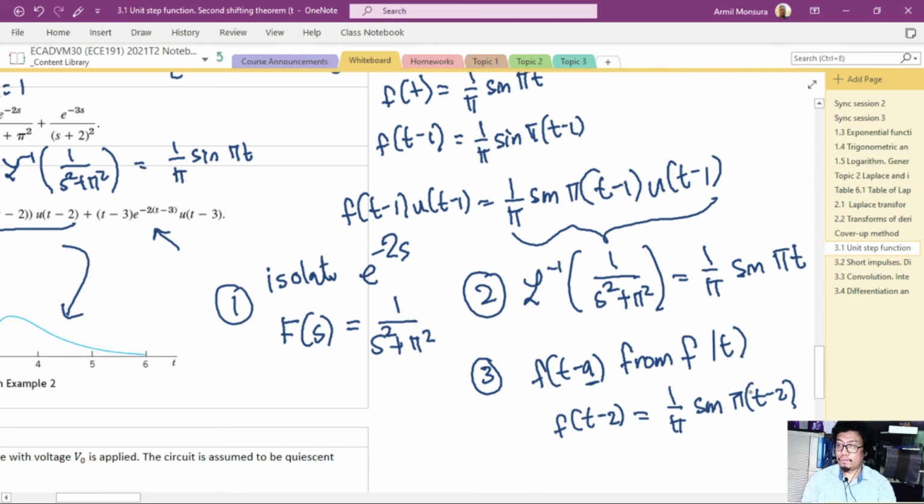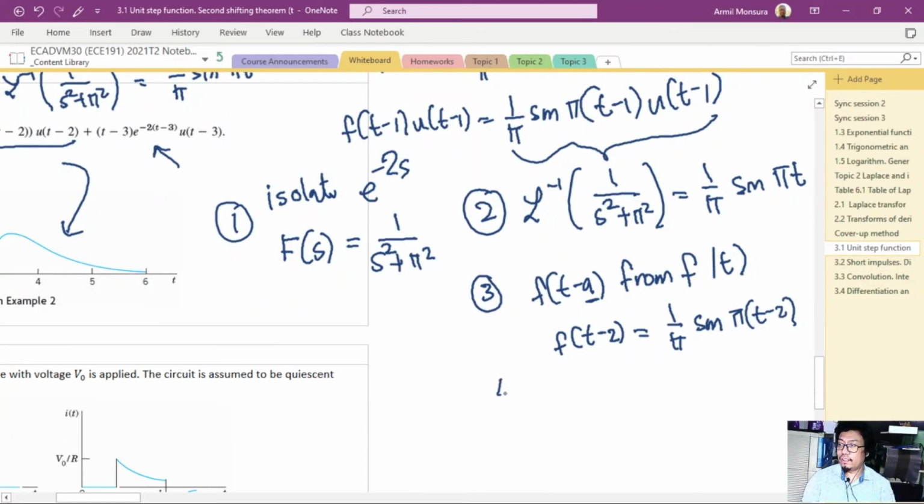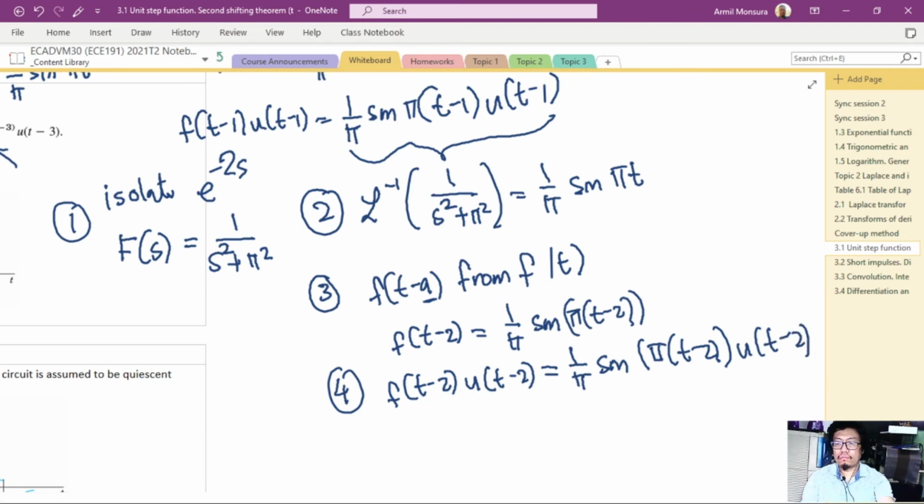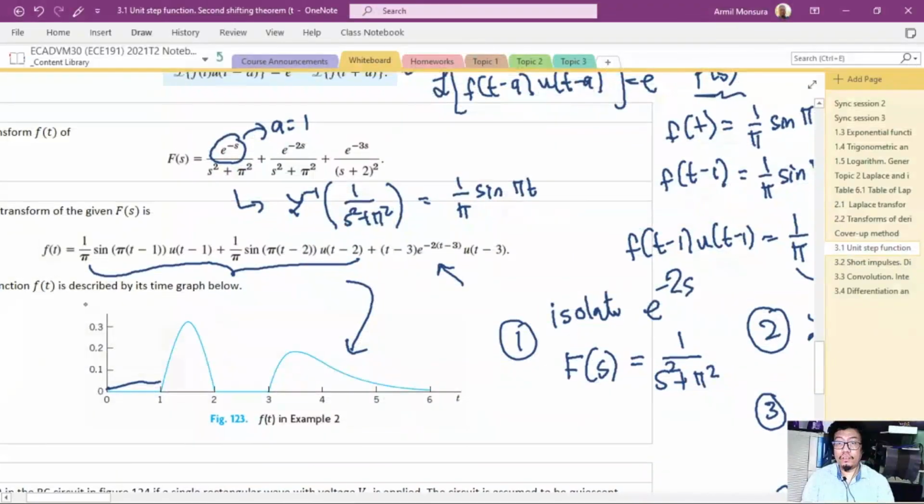And then finally, you multiply this with a unit step function having the same delay. So you have f of t minus 2 times u of t minus 2, which makes this 1 over pi times sine. To make this clearer, let's put in some parentheses here. So this is sine of pi times t minus 2, multiplied by u of t minus 2. So try to complete this example by working on the third term. I've already done the 2 terms, so work on the third term for practice.